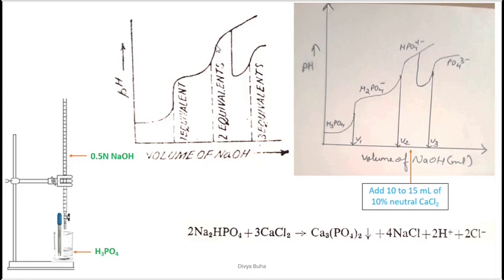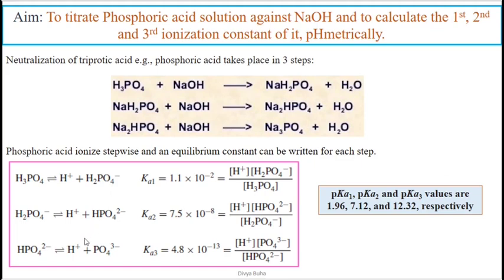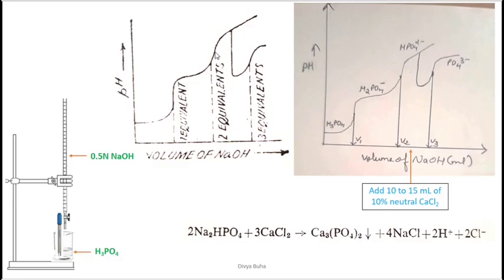When you keep on adding the NaOH solution, the last proton would get titrated against NaOH, but you won't be able to see a proper pH break. Don't consider this part right now. Just observe this curve.